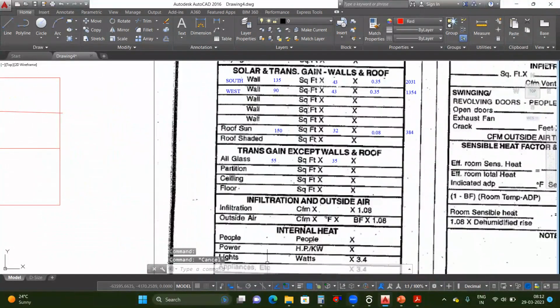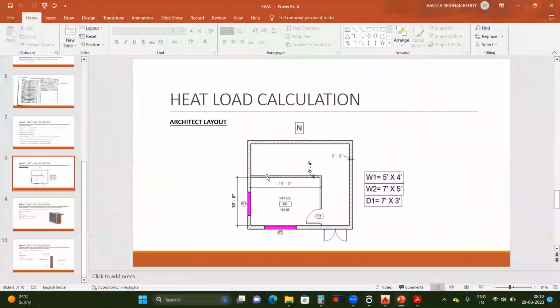So for the partition value we need to go to our drawing. So this is our partition wall. This wall is exposed to the outside atmosphere, and we have already taken those values. The wall which is not exposed to the atmosphere and is connected with another room, that we call a partition. For example, if this area is not air conditioned, meaning there is no AC here, only then we need to take this value.